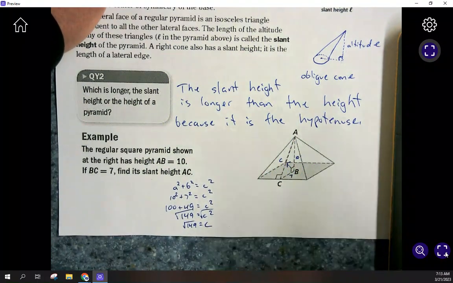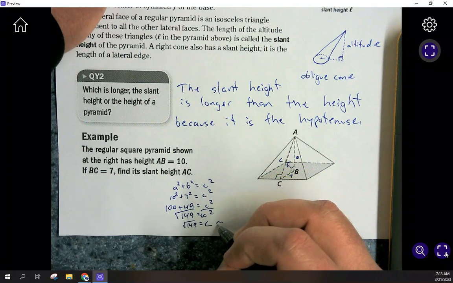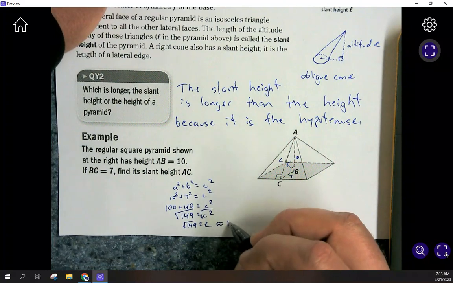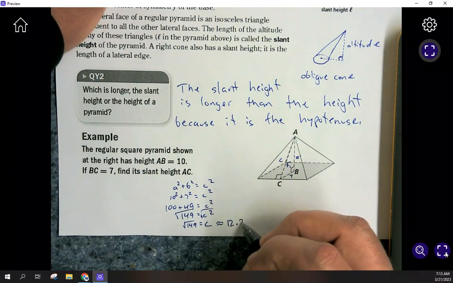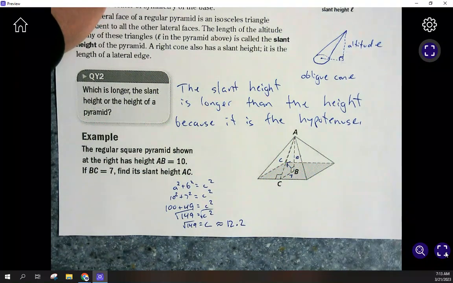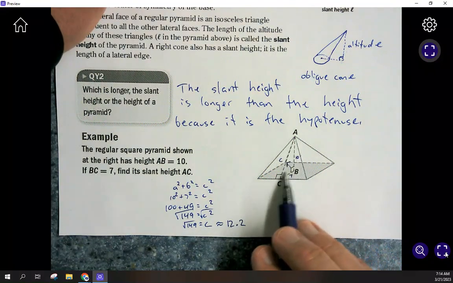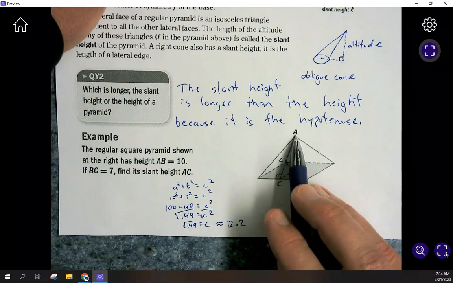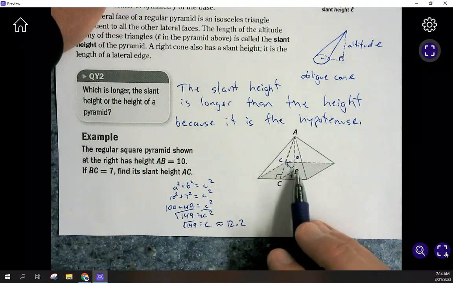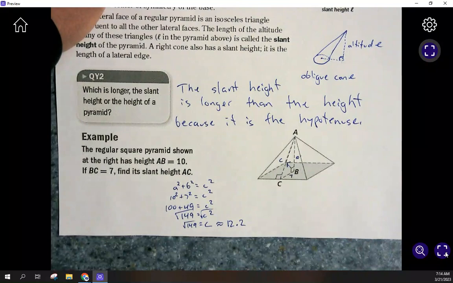Depending on what the question is asking for. In this one, we'll give both: approximately 12.2. Once we get into some more specific measurements, the directions will tell you how to give your answer. We don't need to worry about that today. We just want to make sure we recognize these right triangles are being created with the altitude and the slant height, and we can use the Pythagorean theorem to find something that's missing.